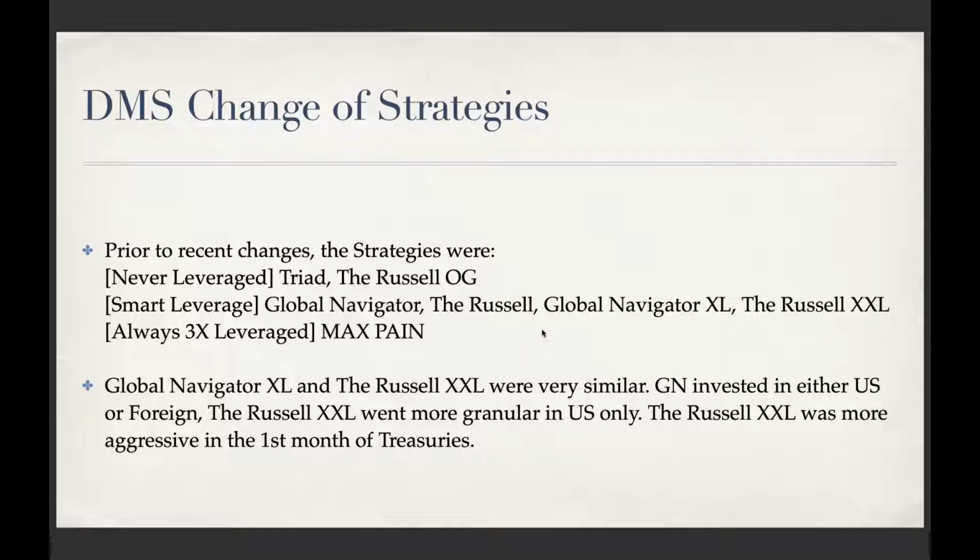Global Navigator and Russell, those two variations, really were similar. The main difference between them, other than the Russell XXL going into TMF instead of EDV, is that the Russell was strictly US based. So it would look at 3 sub indexes within the US and pick the one with the highest relative strength, and go into that. Whereas the Global Navigator is more similar to Gary's Global Equities Momentum Fund, where you're in the US if that's the highest relative, or you go into the foreign markets if that were the stronger of the two.